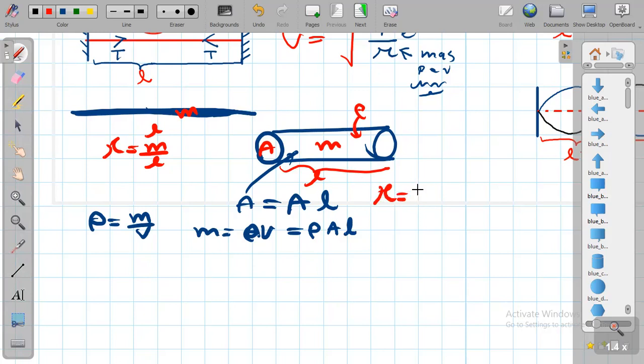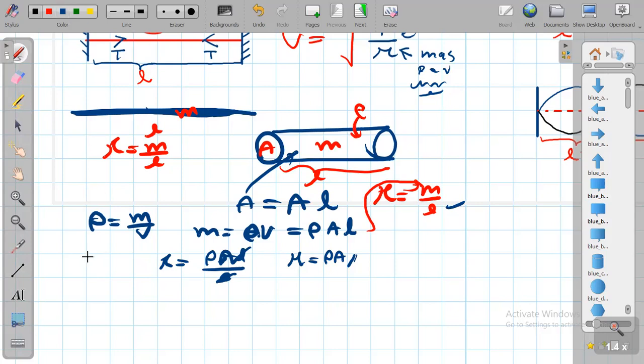What is the factor I want to find? Mass over length. The mass is now this expression, and the length is just L itself. Once we apply it, see how beautiful the result is: rho A L over L, L and L cancel off. So mu is rho A, for a string with uniform cross-sectional area. If you get a question, don't panic. Apply these results. Very simple.